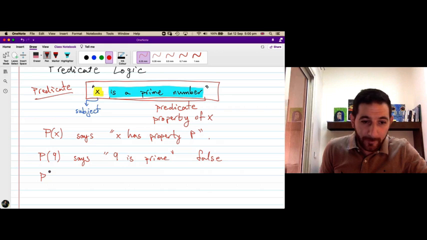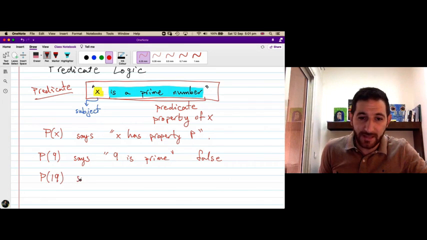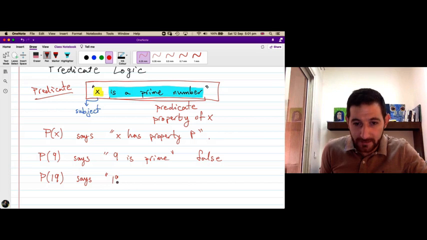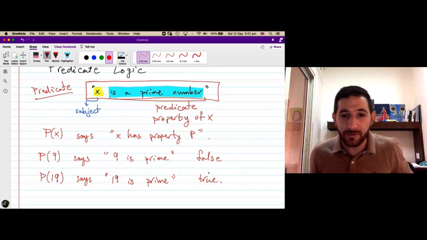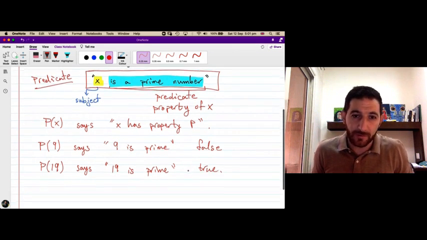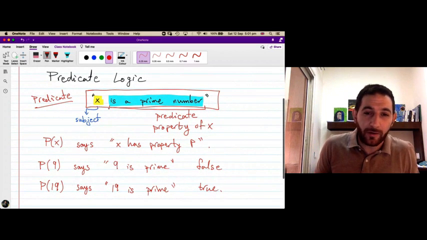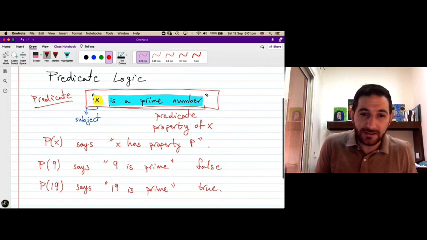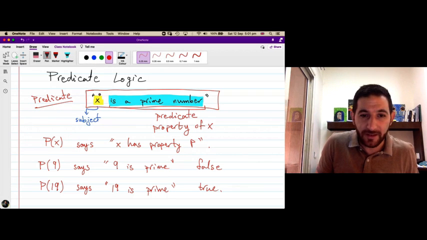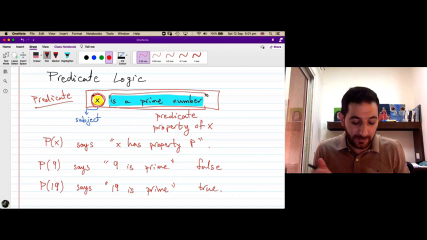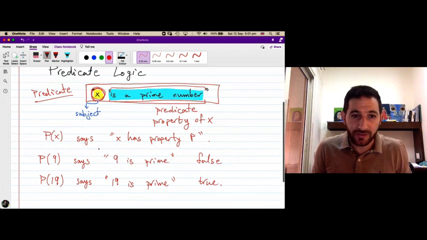Now look at P(19). This says that 19 is a prime number, and this is a true proposition because 19 is only divisible by 1 and 19. So it's prime. This is an example of a predicate. It is a statement that has a variable, which is the subject, and it has a property. These are the parts from which a predicate is made.